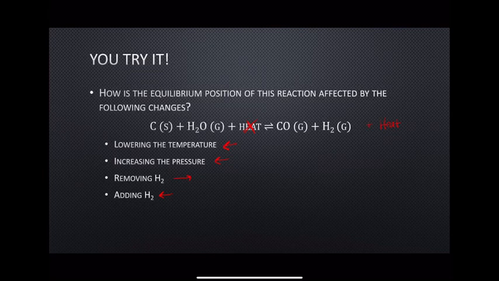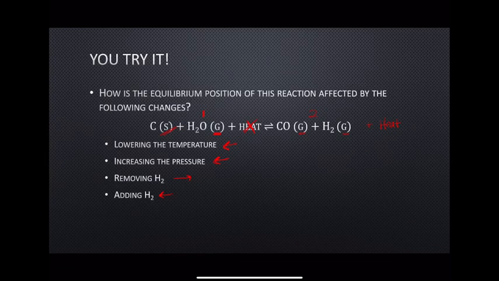The next one says increasing the pressure. If we increase the pressure, we're going to want to go where there's the fewest moles of gas. So over here on the left, we have 1 mole of gas. That's the only one that has the G for gas. This is a solid, so that doesn't count. On the right, we have 2 moles of gas. Okay? So we're going to go to the fewest moles of gas, and again, that's going to take us to the one which is on the left, the reactant side. The equilibrium is going to shift to the left.